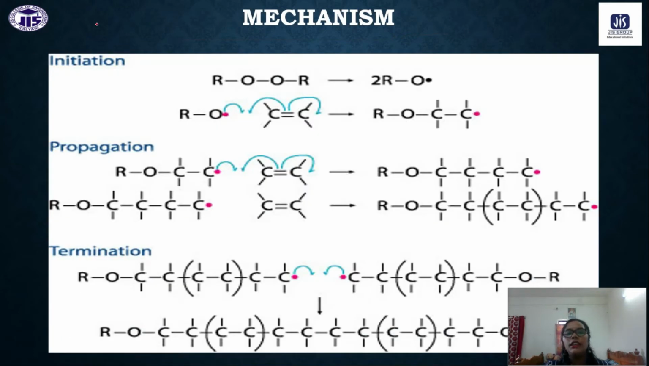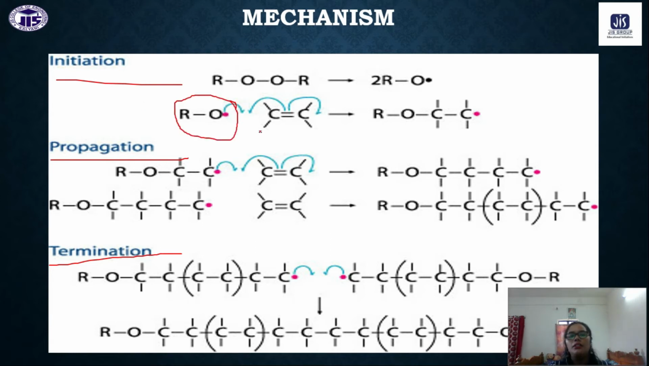Okay, now we come to the mechanism portion. There are three steps: one is initiation, one is propagation, one is termination. First we have to initiate. This is the alkoxy moiety. This group will attach with one electron to this double bond. You can see this double bond will break. Now we will have this type of moiety.